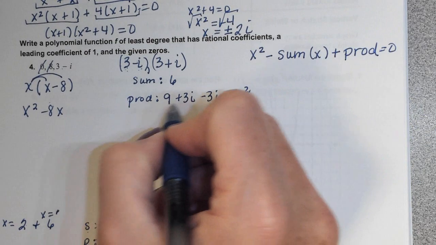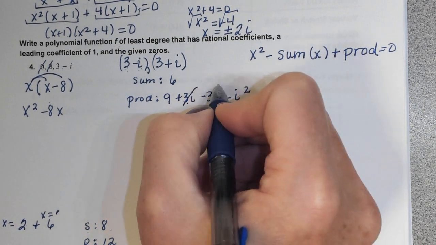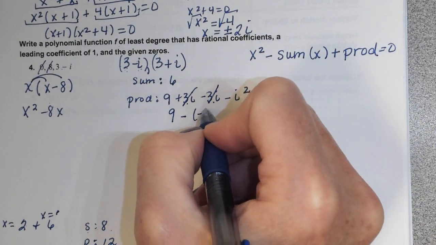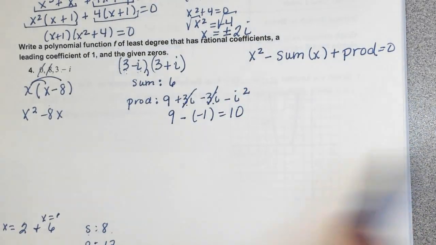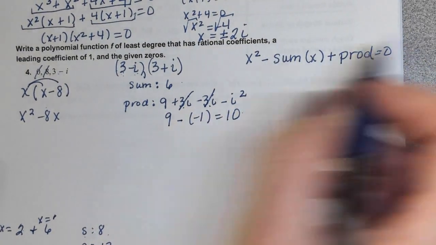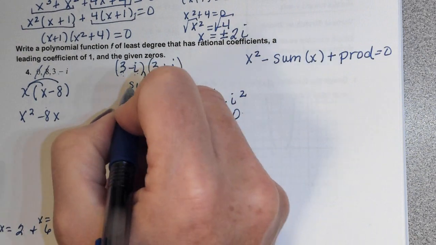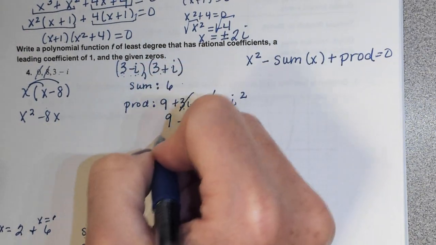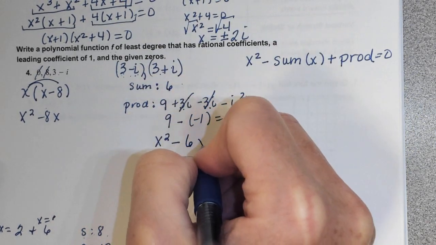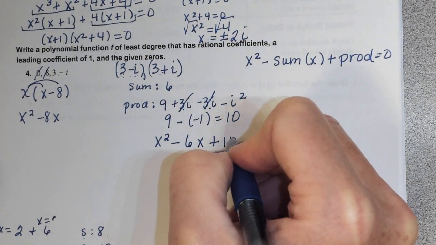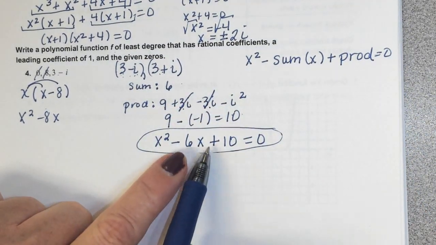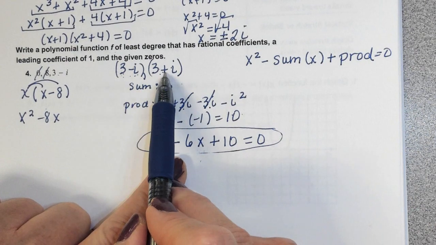So now I'm going to find this product. Positive 3i minus 3i cancels. 9 minus, what's i squared? Negative 1, right? 10. So here's the sum and here's the product. So based on this rule, the quadratic that would have these solutions would have to be x squared minus the sum x plus the product. That would be the quadratic that would give me those two solutions.